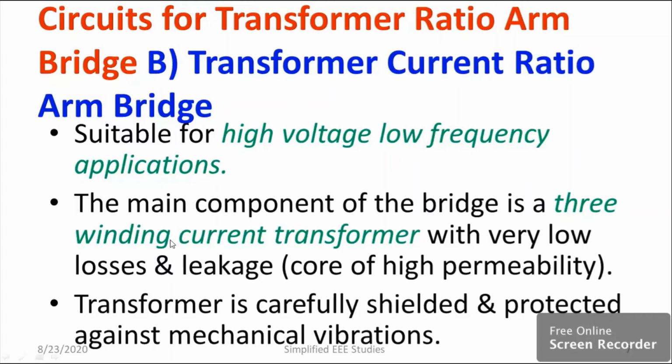Number one, we require a 3-winding current transformer. Then we need one detector. Moreover, we require one amplifier. Moreover, the transformer is carefully shielded and protected against mechanical vibration. That is one of the major precautions to be taken for this analysis. Now let us understand how to measure the unknown capacitance and unknown value of conductance by using the transformer current ratio arm bridge.